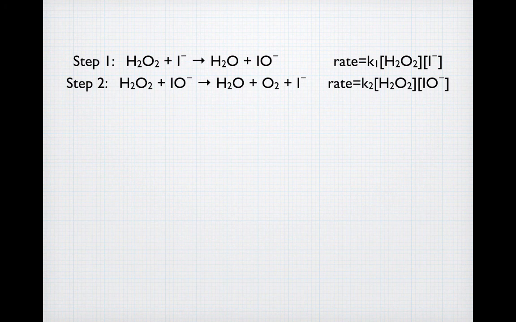Now in step number two, we know we need another H2O2 molecule in our reactant, since there's two in our overall reaction. So we're going to add another H2O2 molecule. We need to get rid of that species IO minus that step one produced. And so we're going to react H2O2 and IO minus, and that's going to make another water, an oxygen, and regenerate that I minus.